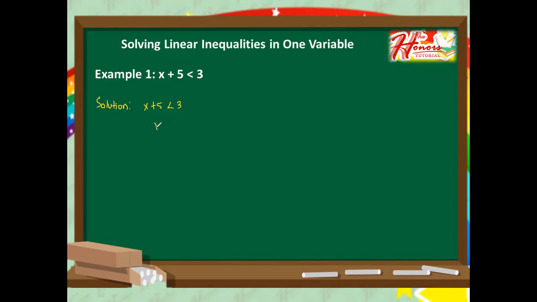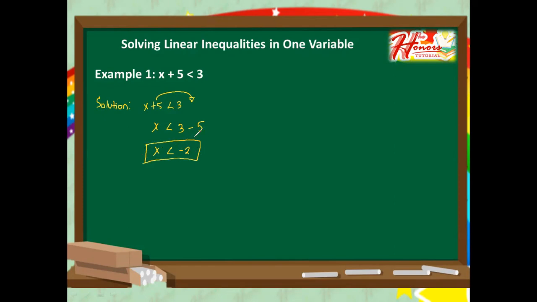So we have here x is less than, copy 3, and then kindly transpose positive 5 at the right side of the equation. Remember, when transposing numbers or variables, we will get the opposite sign of it. So if it is positive, then it will become negative. So minus 5. So that is x is less than negative 2 because 3 minus 5 is negative 2. And this is your answer.